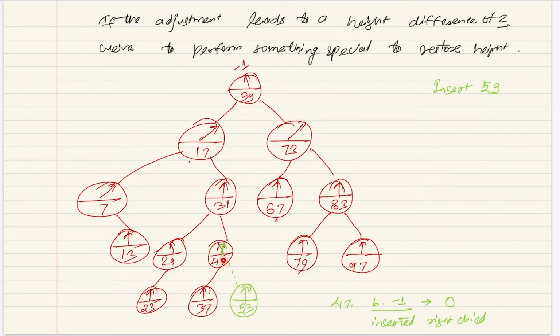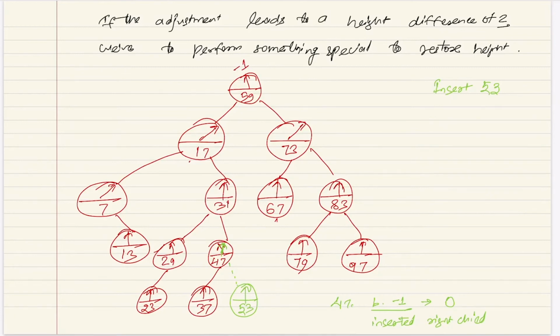So earlier it was -1 because this had a node, this does not have a node, and now after putting this node, the balance factor became 0. So it increases by 1 if I am putting a right child. If I am putting a left child, it will decrease by 1.